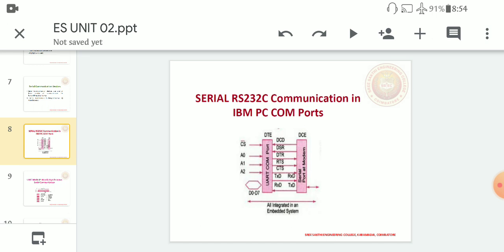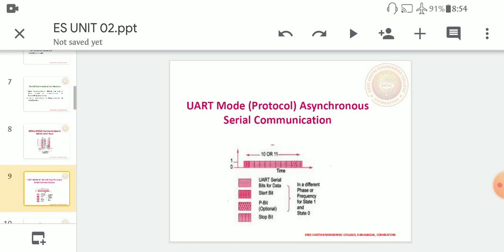Here we have two types of data transfer: one is based on data and the other one is based on clock. RXD and TXD are the transmission signals. This is also an example of asynchronous mode, UART. Here you can see an example where the start bit is started and the stop bit is indicated, and we can use different phases or different frequencies for zeros and ones.